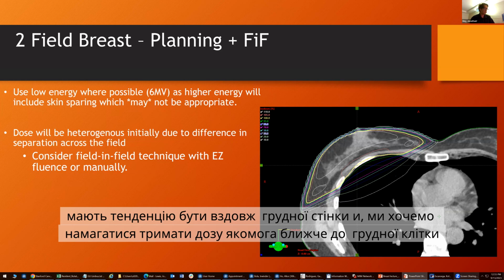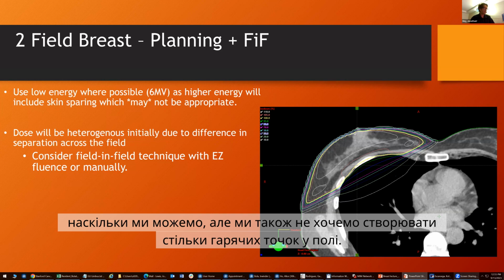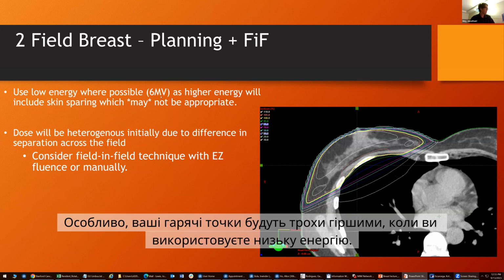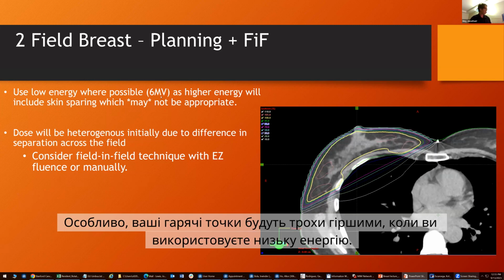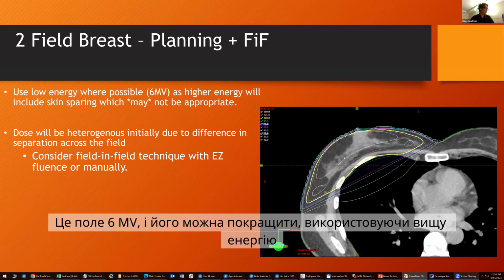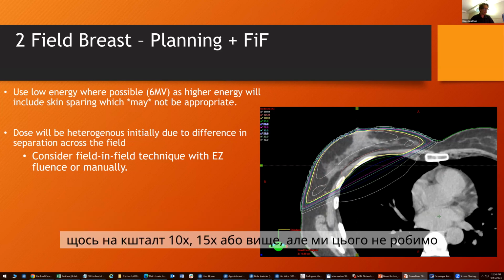We want to try to keep the dose as close to that chest wall as we can, but we also don't want to introduce this much hot spot into the field. Your hotspot is going to be a bit worse when you're using low energies. This is a 6 MV field, and it could be made better by using a higher energy, something like 10x, 15x, or beyond.